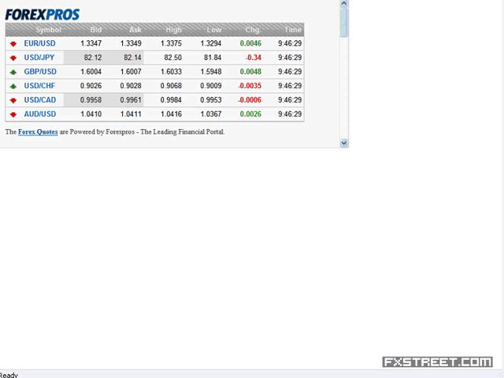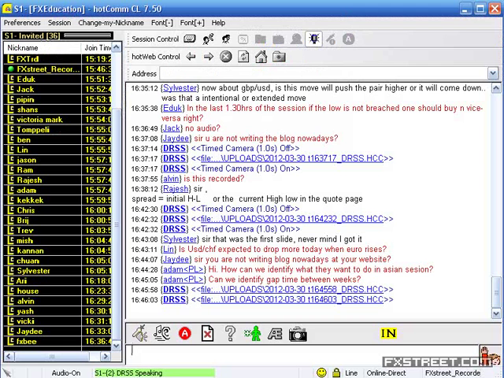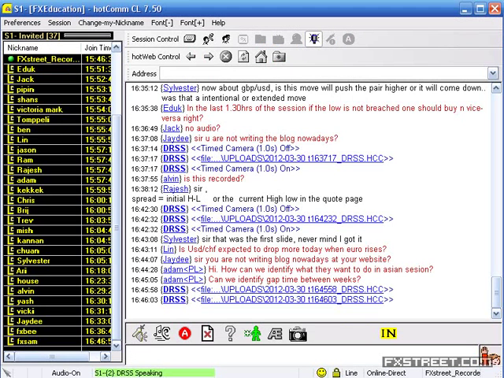Then Edo. In the last 1 hour and 30 minutes of the session, if the low is not breached, one should buy. Yes, you can buy. If it is not breached 30 minutes from the start of the session and they are holding it closer to the low, definitely you can make a buy and try to keep the stop at the entry.